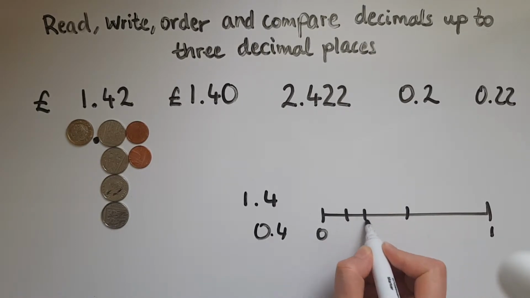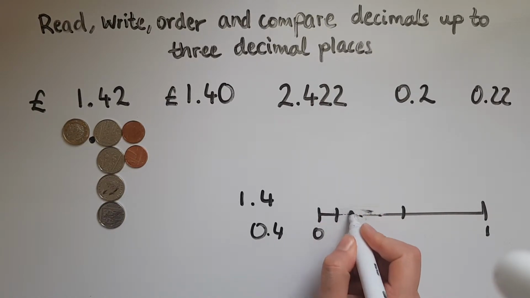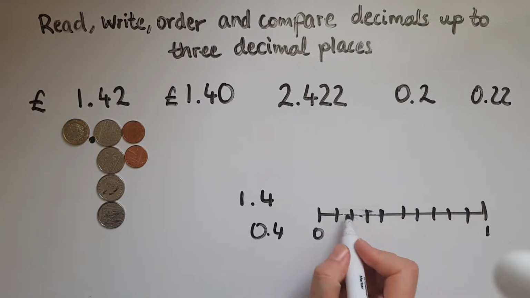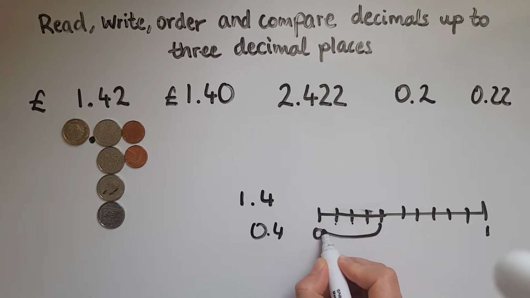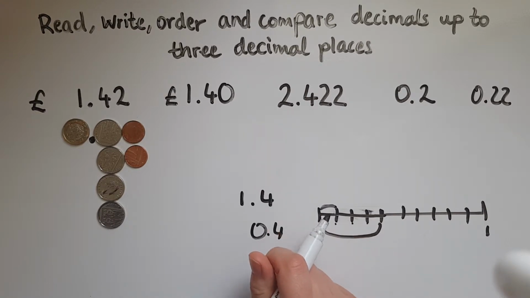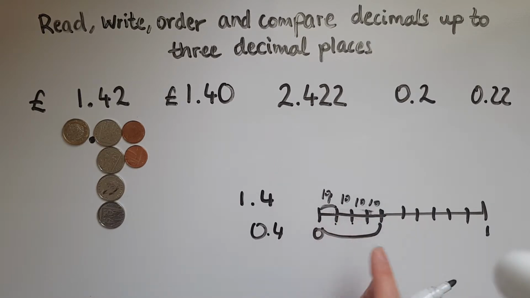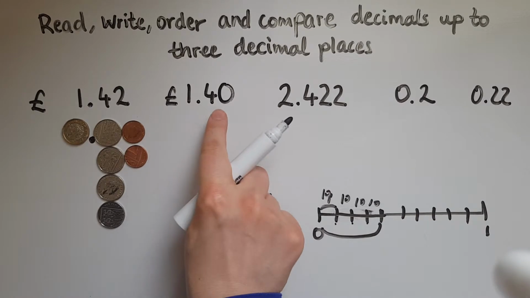So I'm splitting it into 10 equal parts. So 0.1, 0.2, 0.3, 0.4, so up to this point. If this whole line represents 1 pound, how much does one of these divisions represent? Since it's 10 of them, that means 10 pence. So 10p and another 10 and another 10 and another 10, it'll be 40 pence. So that 4 in there means 40 pence. So now I have £1.40.